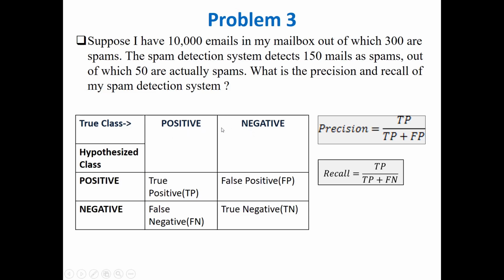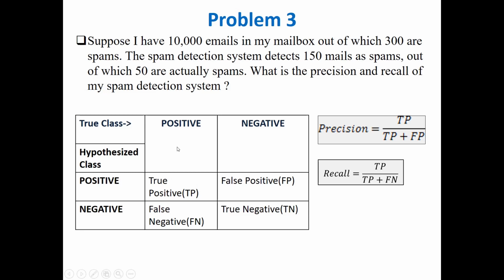A particular mail can be a spam mail or not spam mail. There is a spam detection system, and that spam detection system detects 150 mails as spam, out of which 50 are actually spam. So 300 is the spam value of actual data, and out of this 300, the spam detection system detects only 150 mails as spam. Now your task is to find the value of true positive, false negative and true negative.